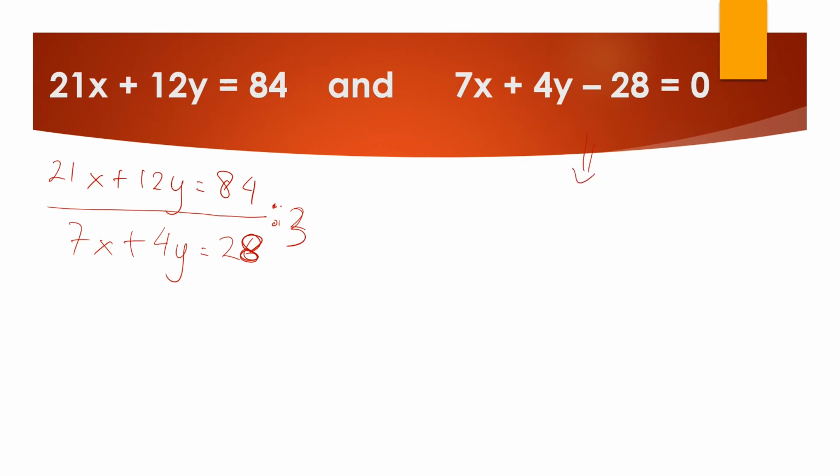So, how about this equation? 7x plus 4y, move minus 28 to the right side, equals 28. So you get the same equations. If you have exactly the same equations like this, what is the solution? The solution is infinitely many solutions.